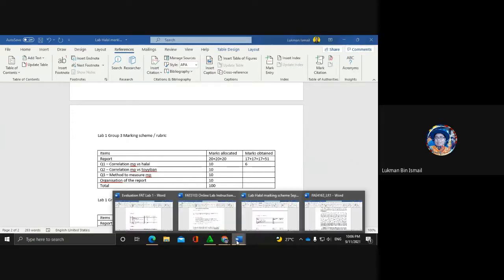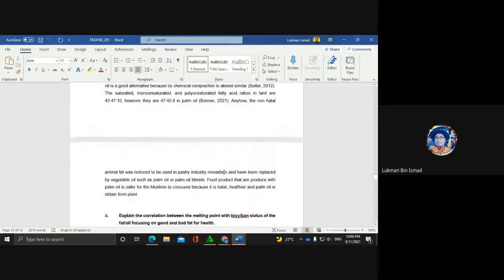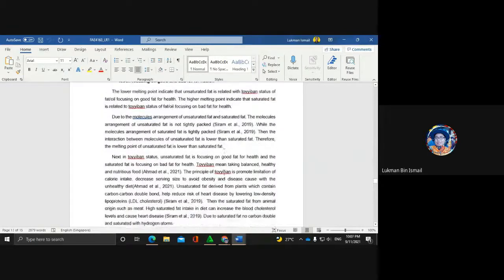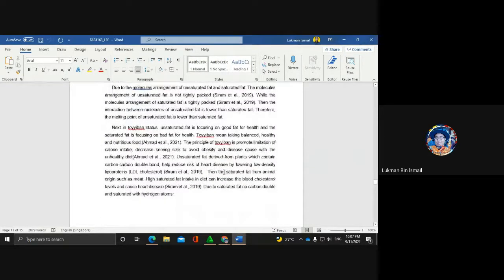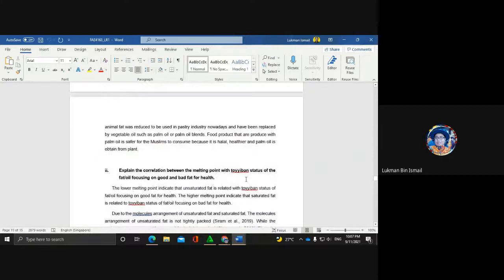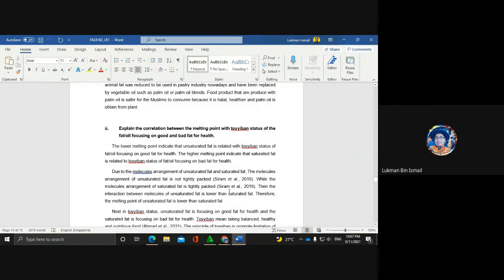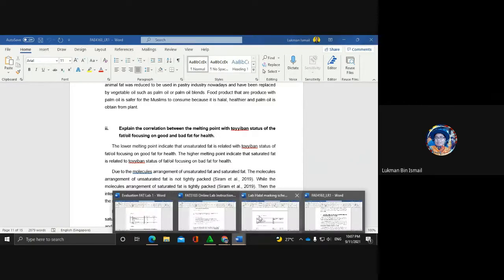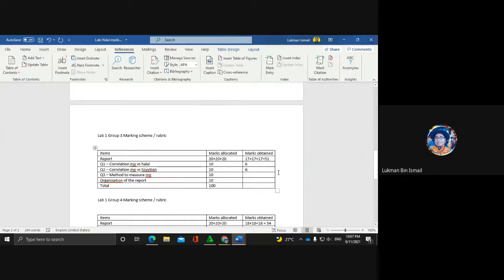Between Toyiban, of course, talking about saturated, unsaturated. And then you do not report the saturated fat punya melting point. You do not report the unsaturated fat melting point. So, tak faham soalan ni. You tak faham soalan apa benda soalan ni nak. You tak faham ni. Melting point lah. So, you have to provide melting point lah. Again, answer was not provided. 6.